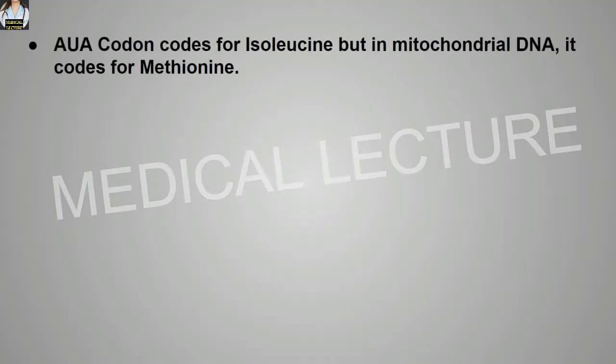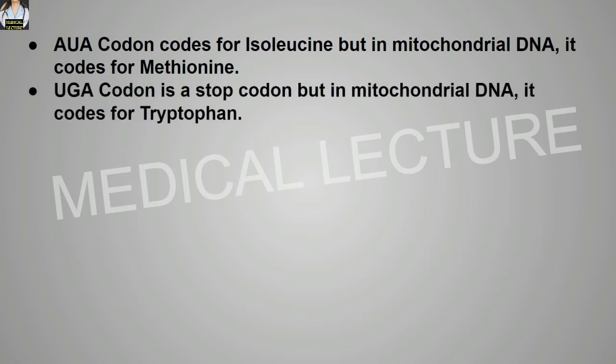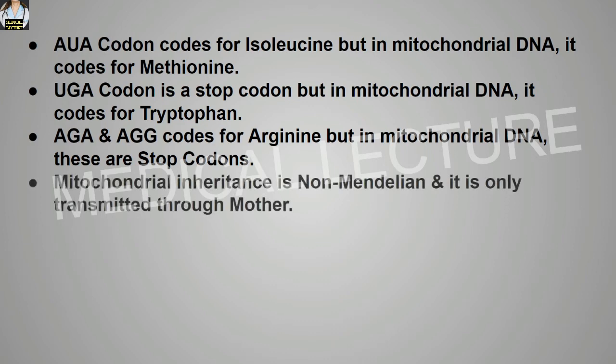AUA codon codes for isoleucine, but in mitochondrial DNA, this AUA codon codes for methionine. Very important. UGA codon is actually a stop codon, but in mitochondrial DNA, this UGA codon codes for tryptophan. AGA and AGG code for arginine, but in mitochondrial DNA, these are stop codons.